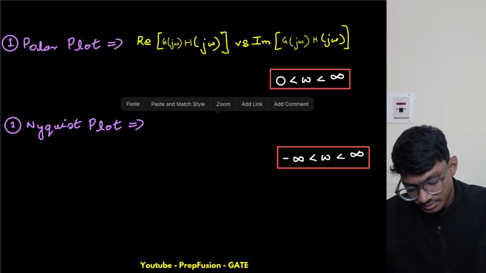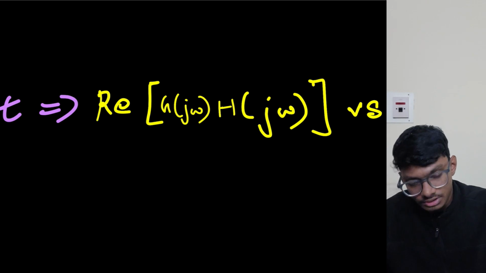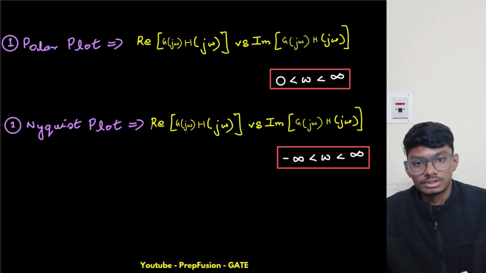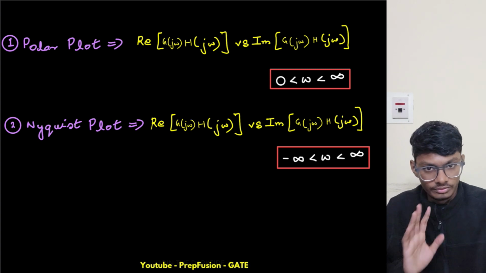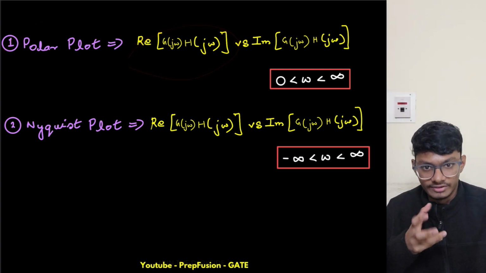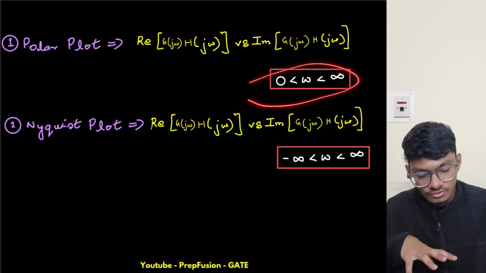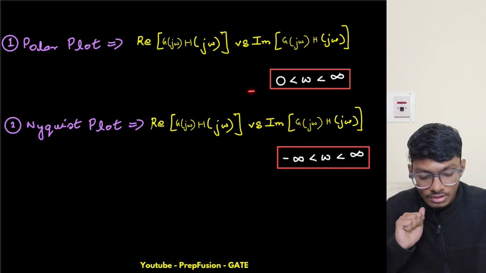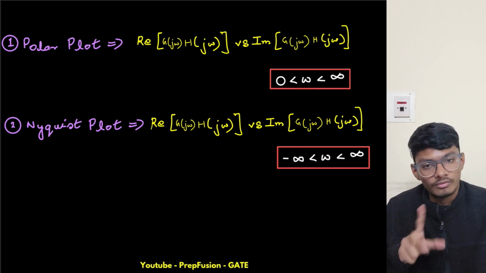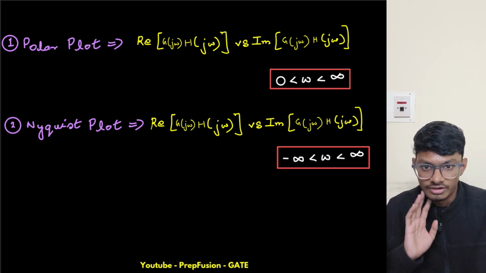What is the difference between Nyquist and polar? Nyquist also uses some different things, like the Nyquist contour and the mapping theorem, that we will obviously study. Don't worry. Basically, the polar plot is the plot of the real part of my OLTF versus the imaginary part of my OLTF, with a variation of frequency, where frequency varies from 0 to infinity. How, we'll understand in the next lecture. I'm just giving you the brief overview and definition.